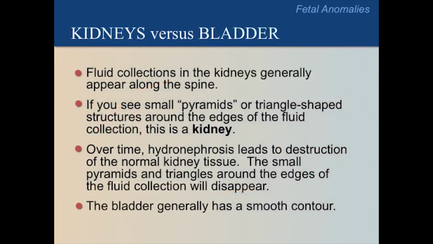Now let's review how to determine if a dilated structure on ultrasound is the kidney, the bladder, or even the fetal stomach. First, fluid collections in the kidneys usually appear near the spine. If you see small pyramids or triangle-shaped structures around the edges of the fluid collection, this is a kidney.